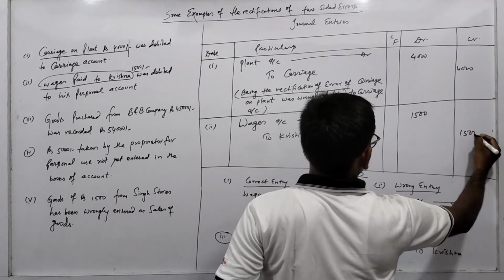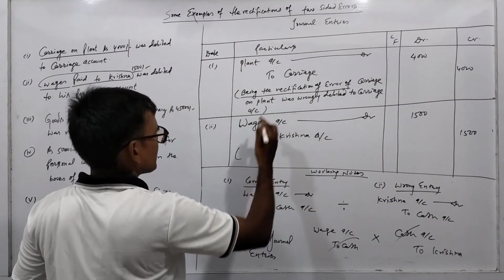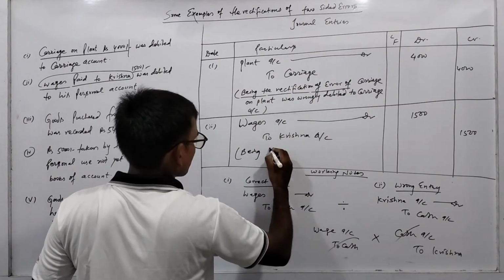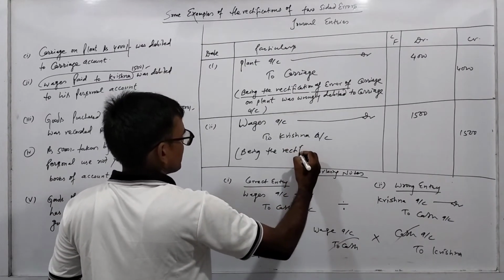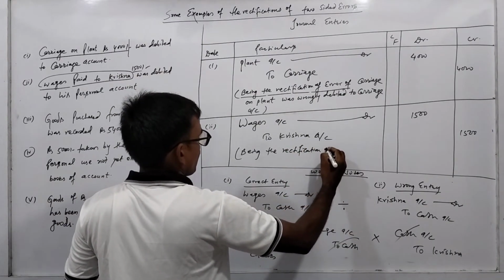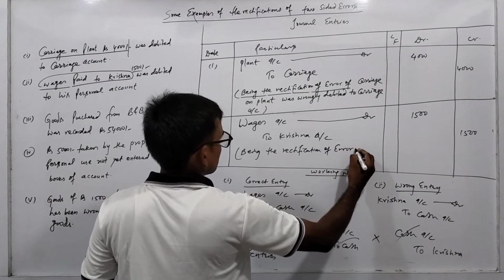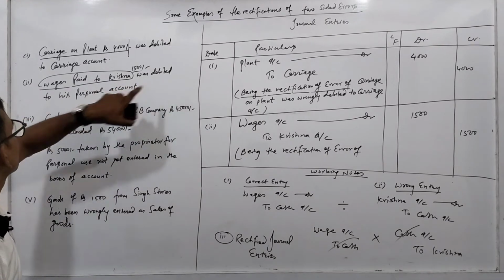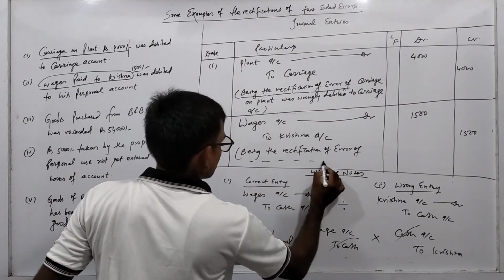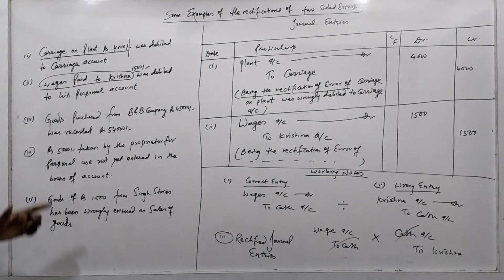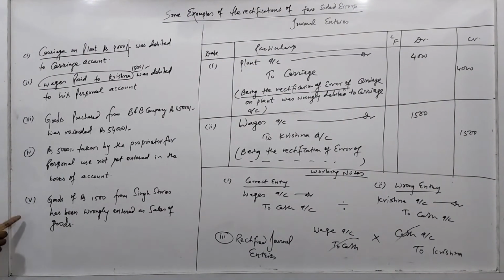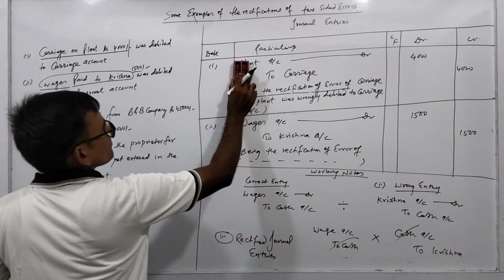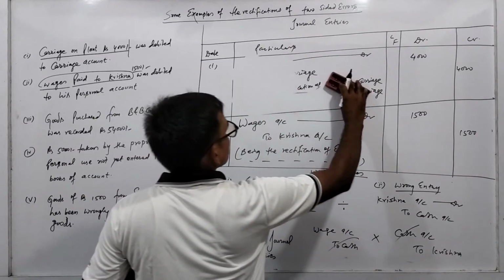The amount is 1,500 and 1,500, and in the same way we will write the narration: being the rectification of error of wages paid to Krishna was debited to his personal account. Copy it. So in the same way you will do the third, fourth and fifth, no doubt. So I am going to erase it because I don't have the space.